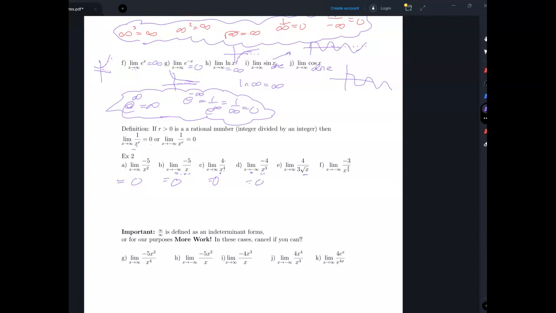Square root of infinity, you know, is infinity. So 4 over 3 times infinity is 4 over infinity. That's 0. Here I'm going to take the 2/3 power. So you know that 2 squares it and then takes the cube root. That's going to still be infinity. 3 over infinity, that's 0.